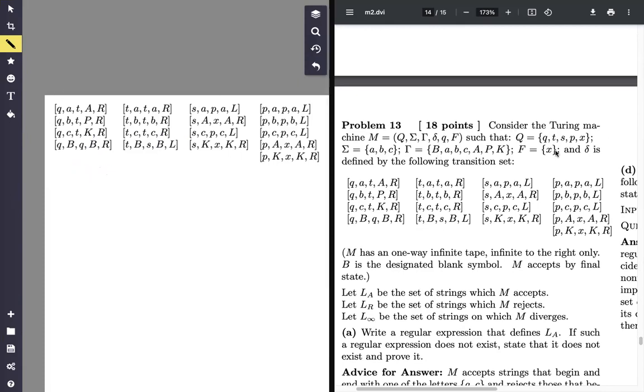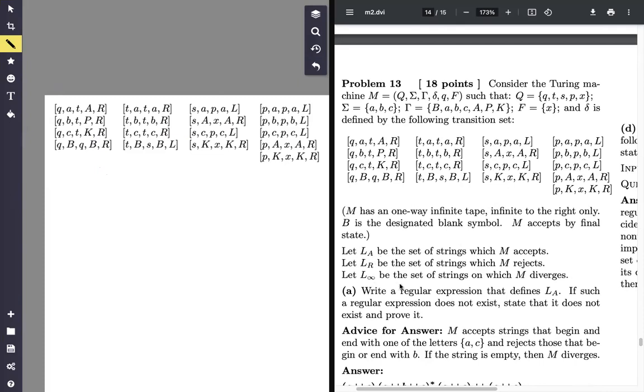So again, we have a final state, which means we have L accepts, L rejects, L diverge. Let's figure out the state transition graph. Starting from Q, Q has three transitions that take me to state T. And then I have one transition that takes me back to Q, but it's actually explicitly the diverging transition. So let's label Q L diverge.